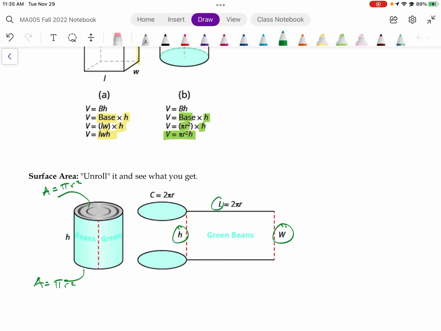The length of the rectangle is going to be this circumference unrolled. And circumference is just 2 pi r. So that means the length is 2 pi r and the width is the height. That means the area of this right here is 2 pi r h. 2 pi r, that's the length, that's L, and this is W, L times W. All right, so we just have to add all that up.